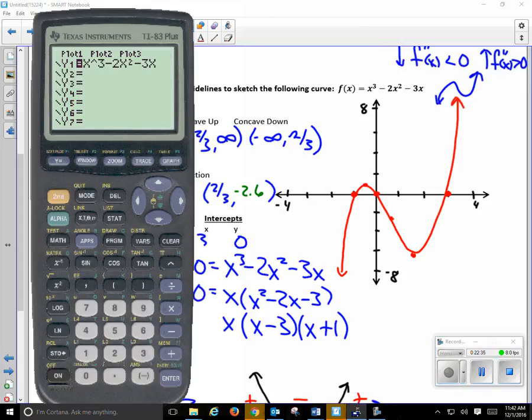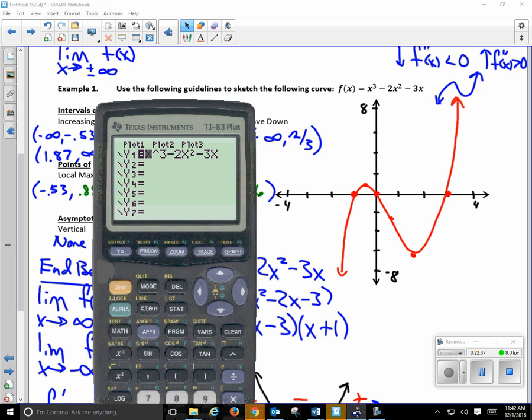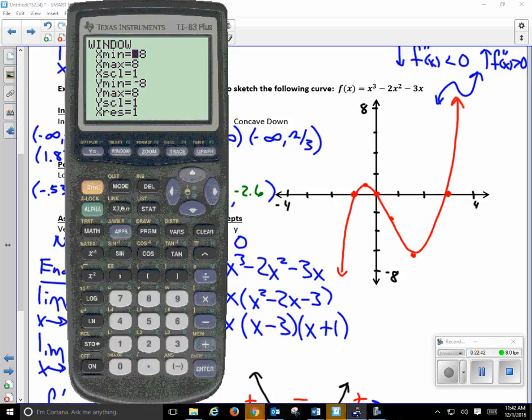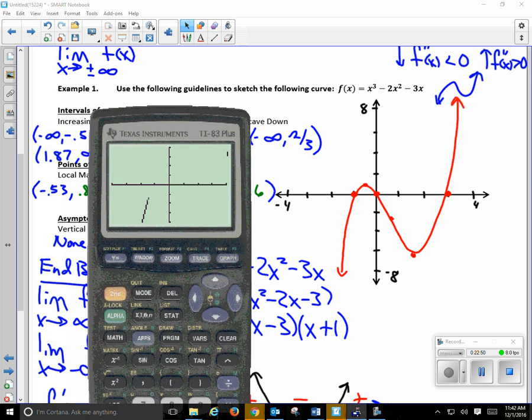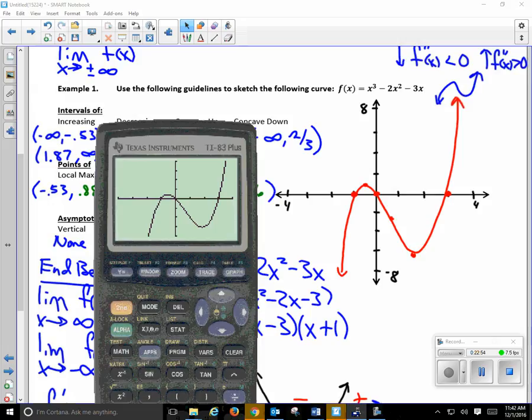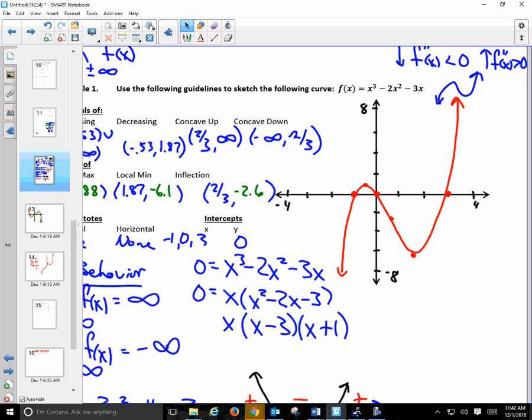All right. I'm going to type this into my calculator, folks. All right, what do you guys think about my graph? Pretty much money on. There you go. All right, flip it over. One more problem.